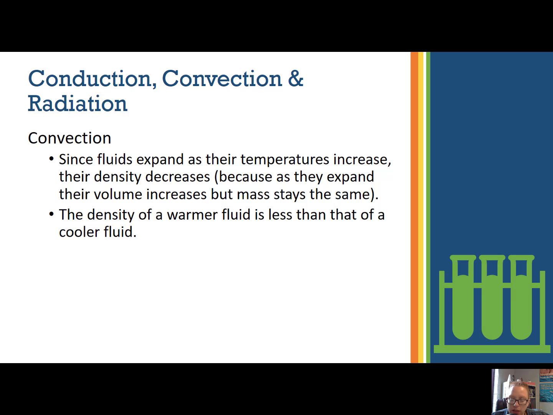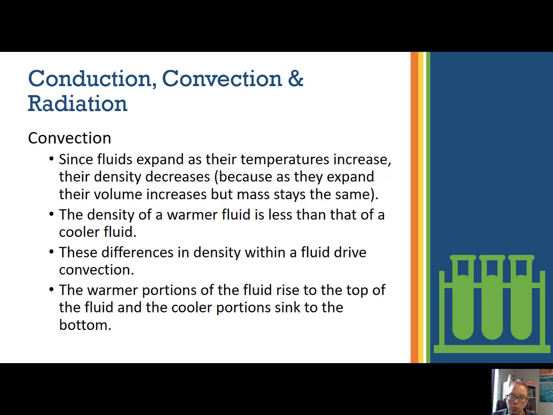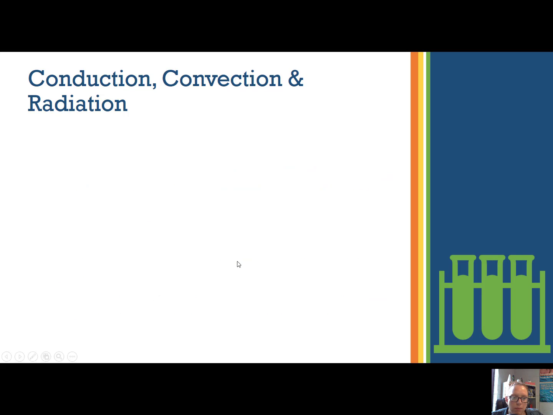This is what helps us understand the movement of air in a room, because the density of a warmer fluid is less than that of a cooler fluid. And because of that, that drives convection. The warmer portions of the fluid rise to the top of the fluid and the cooler portions sink to the bottom. This is why you want a top bunk during summer camp instead of a bottom bunk. I'm sorry, I said that backwards. That's why you want a bottom bunk in summer camp instead of a top bunk. Because hot air rises, cool air descends, and the reason is cool air is more dense and warm air is less dense. So it's going to rise and cool air is going to sink.